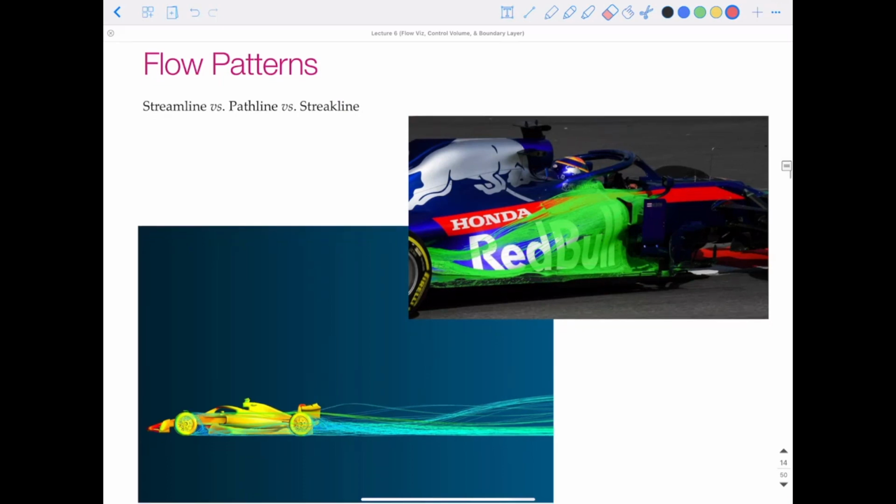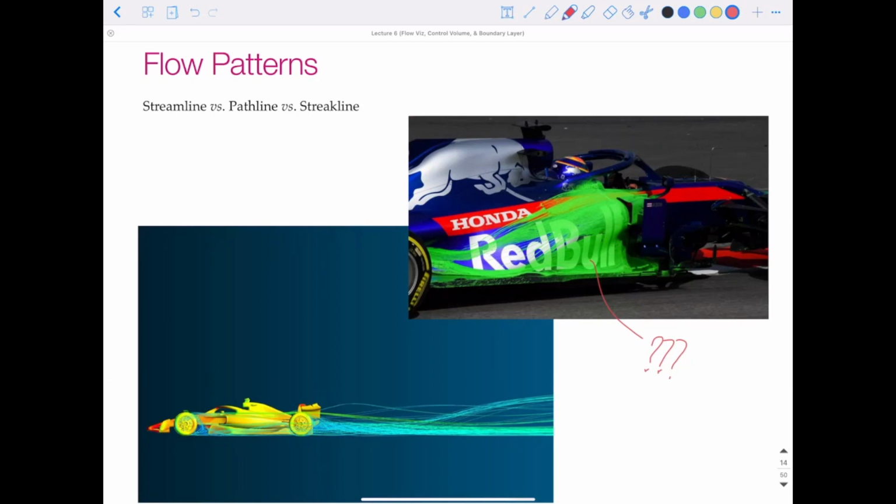So for each of these pictures, let's say the top right Red Bull car with these paint lines on them, what kind of flow pattern do you think that would represent? A streamline, a path line, or a streak line? Do we have any ideas? Streamline until it reaches the red. No idea. Well, we'll get back to this and figure out what our answer is once we define these.